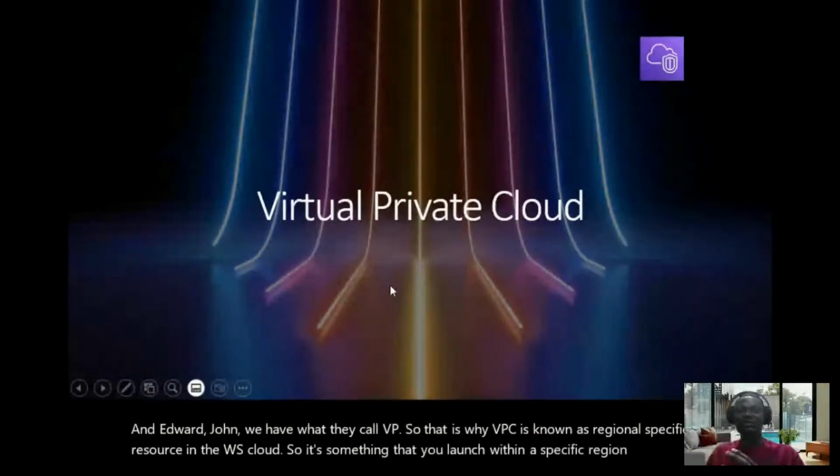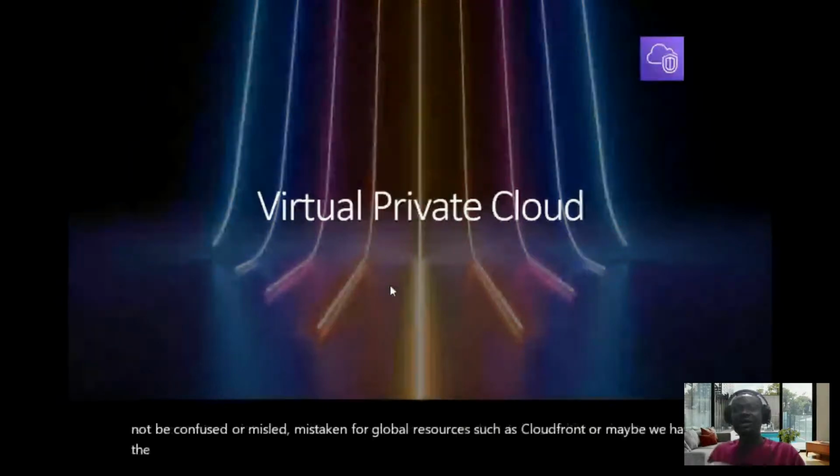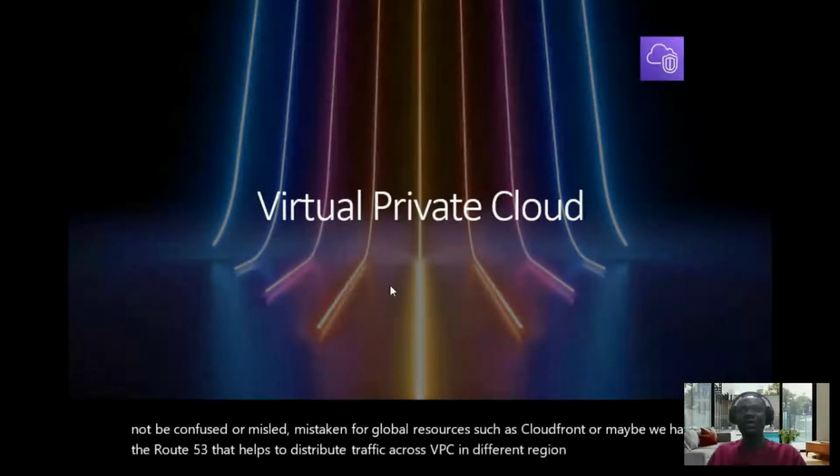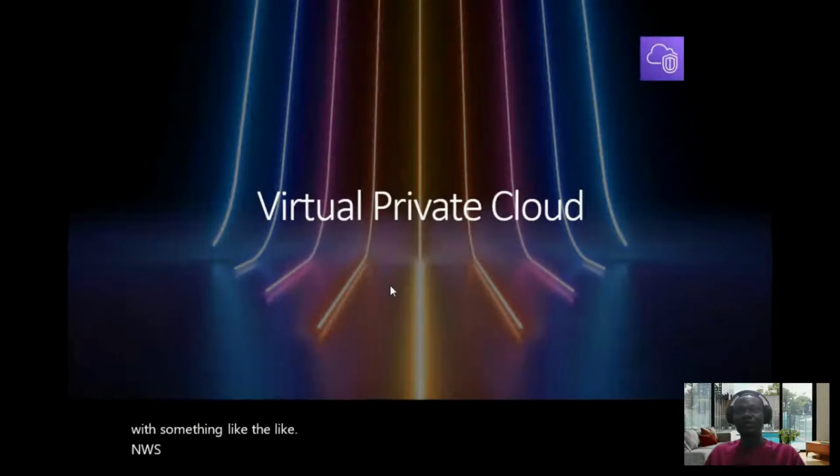It should not be mistaken for global resources such as CloudFront, or Route 53, which helps to distribute traffic across VPCs in different regions. We also have Direct Connect, which lets you centrally manage a connection directly from AWS to your on-premises environment. It should also not be confused with something like the AWS Transit Gateway, which is region-specific, and S3, where the name is globally unique but the bucket is regional.